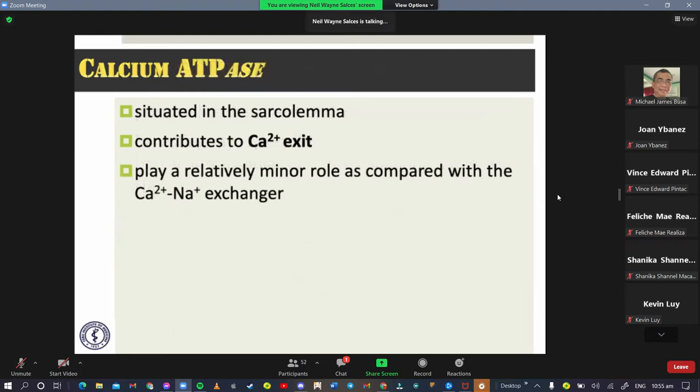Now, we also have your calcium ATPase, which is situated in the sarcolemma, and this contributes to the exit of your calcium from the sarcolemma. So this plays a relatively minor role as compared with the calcium sodium exchanger.